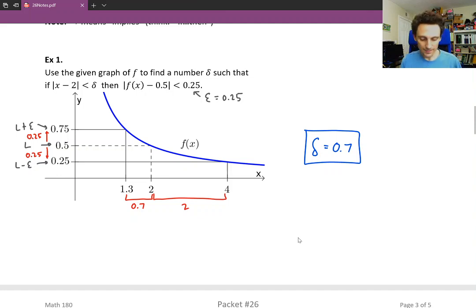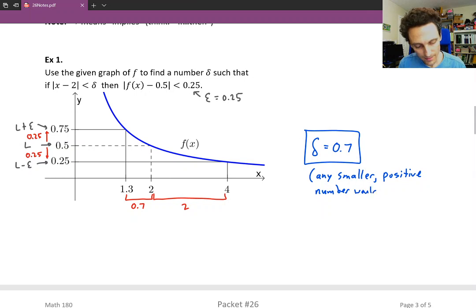But here, usually what we're going to be looking for is the largest possible delta that could possibly still work. Otherwise, everybody would just write delta equals 1 times 10 to the negative Google, and then I guess that would probably be correct. So we're going to write the largest delta, but just a side note that technically speaking, any smaller number, as long as it's positive, would work too.